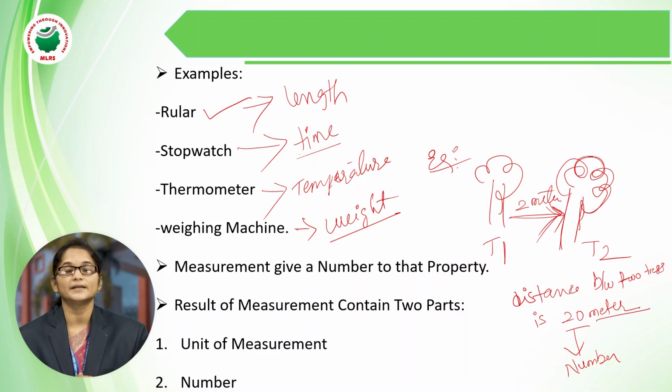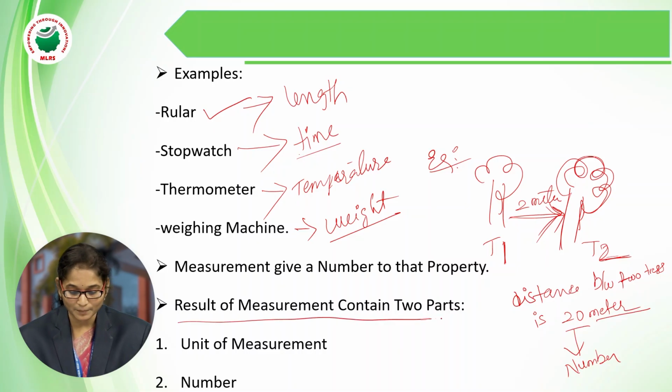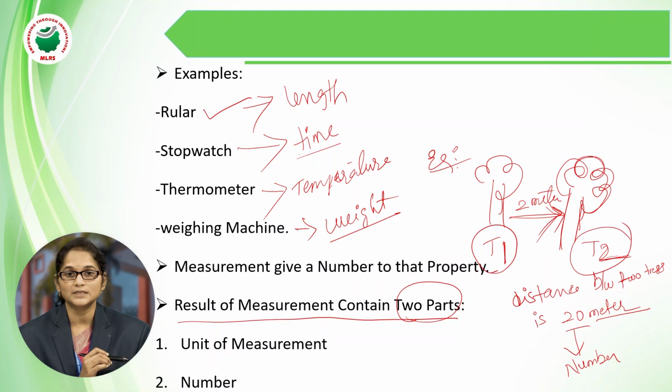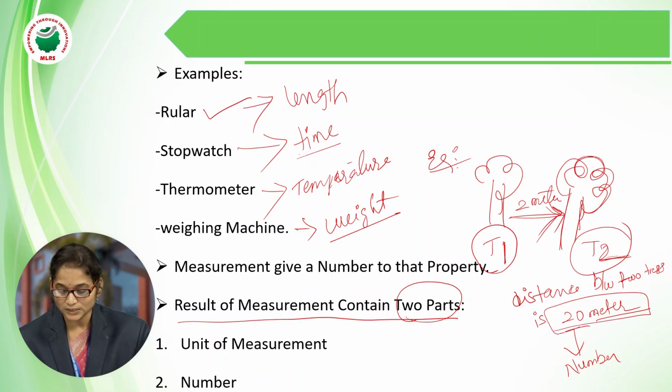What is the meter? The meter is nothing but the standard unit of length for the distance between tree 1 and tree 2. The result of the measurement contains two parts. The distance between these two trees is 20 meters: 20 is the number and meter is the unit of measurement.